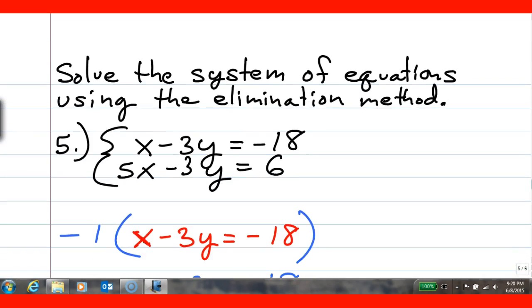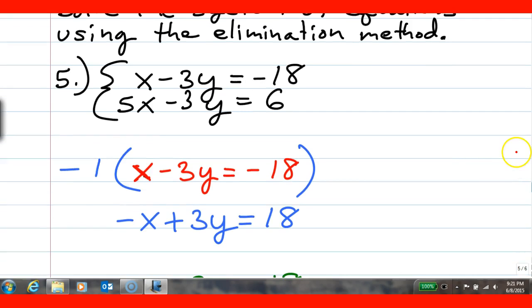Let's go down and look at problem number 5. The instructions read, solve the system of equations using the elimination method. So I have x minus 3y equals negative 18, and 5x minus 3y equals 6. So I want to solve this problem using the elimination method.